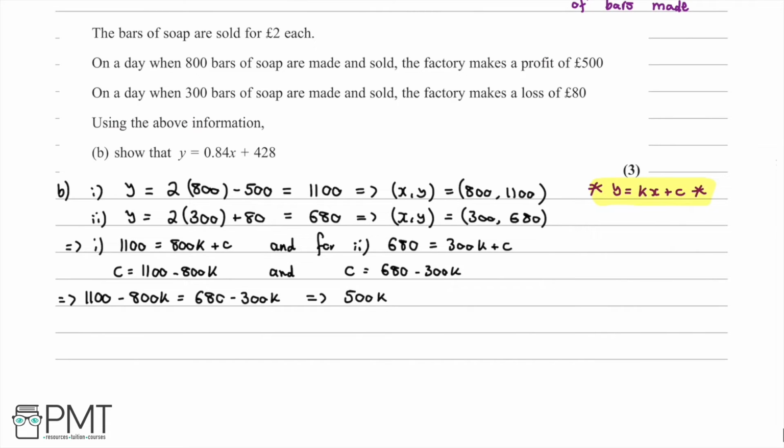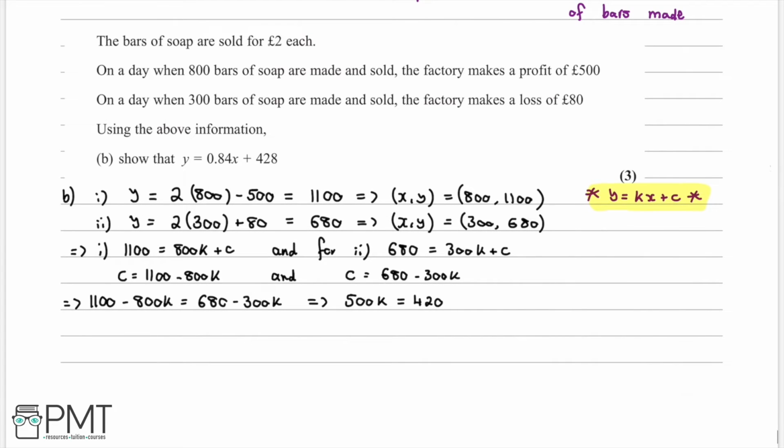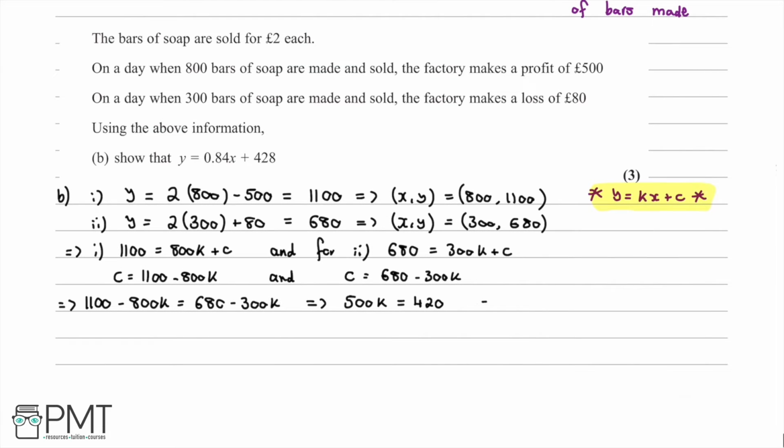And then we rearrange this and we have that 500k, so we've added 800k to both sides, and then that is going to be equal to 1100 minus 680, which is 420. So we now have this equation here, 500k is equal to 420. And what we'll then do with that is divide both sides by 500, and then putting into our calculator 420 divided by 500, we have that k is going to be equal to 0.84.